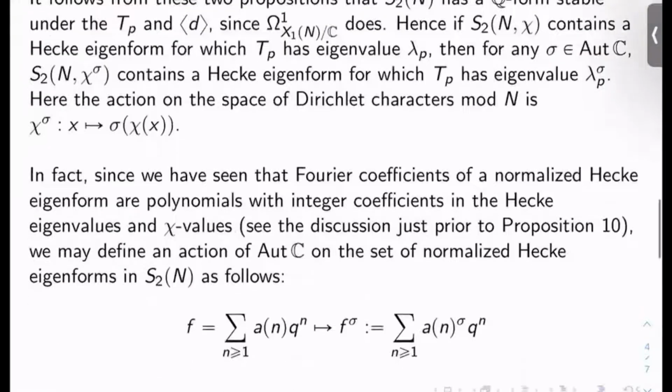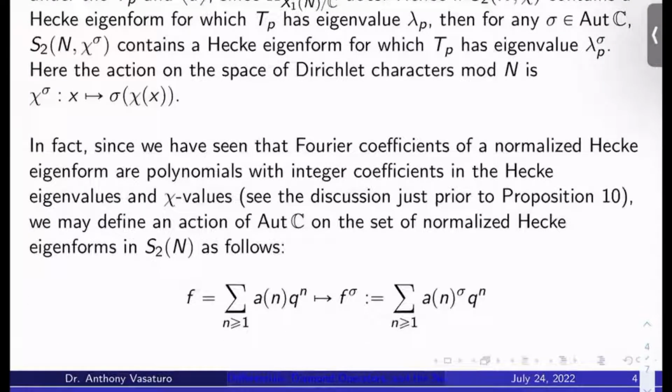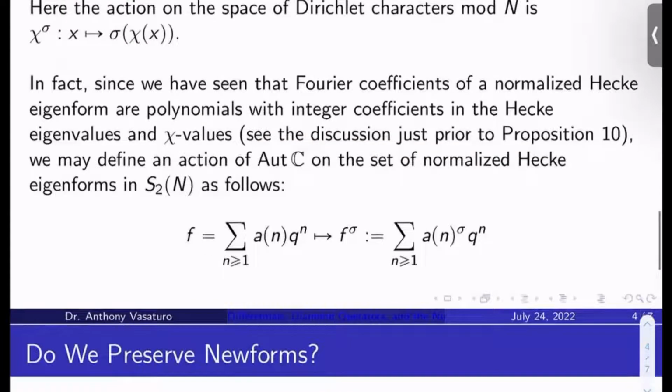Okay, now in fact, we've seen that Fourier coefficients of a normalized Hecke eigenform are polynomials with integer coefficients in the Hecke eigenvalues and chi values. See the discussion just prior to proposition 10 in a previous video. So what this allows us to do, since we know all of this now, is define an action of Aut(C) on the set of normalized Hecke eigenforms in S_2(n) as follows.